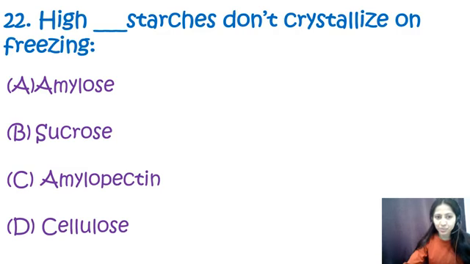Next, question number 22. High dash starches don't crystallize on freezing. Options are amylose, sucrose, amylopectin, and cellulose. So my correct option is A, that is amylose. Amylose is a component of starch along with amylopectin. Unlike amylopectin, amylose forms a colloidal dispersion in hot water. This property makes high amylose starch less digestible, and it prevents it from crystallizing upon freezing. So the correct option is A, that is amylose.